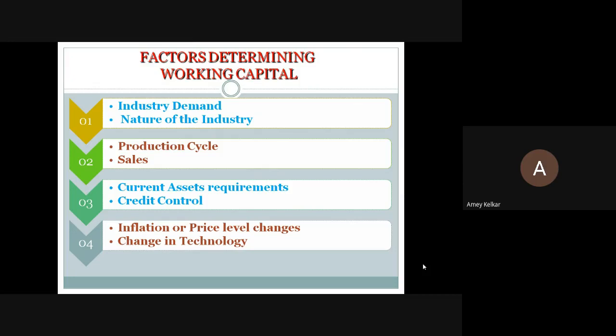So these are the factors which are very important to determine the working capital: first is industry demand and nature of industry, production cycle and sales, current asset requirements, credit control, inflation, and change in technology.